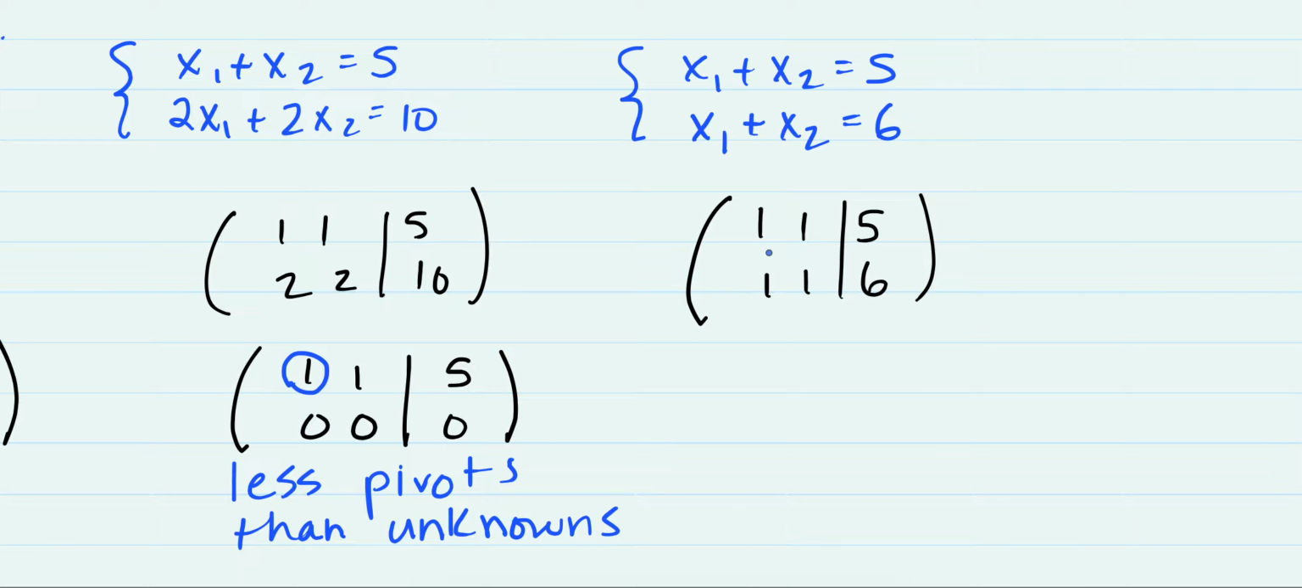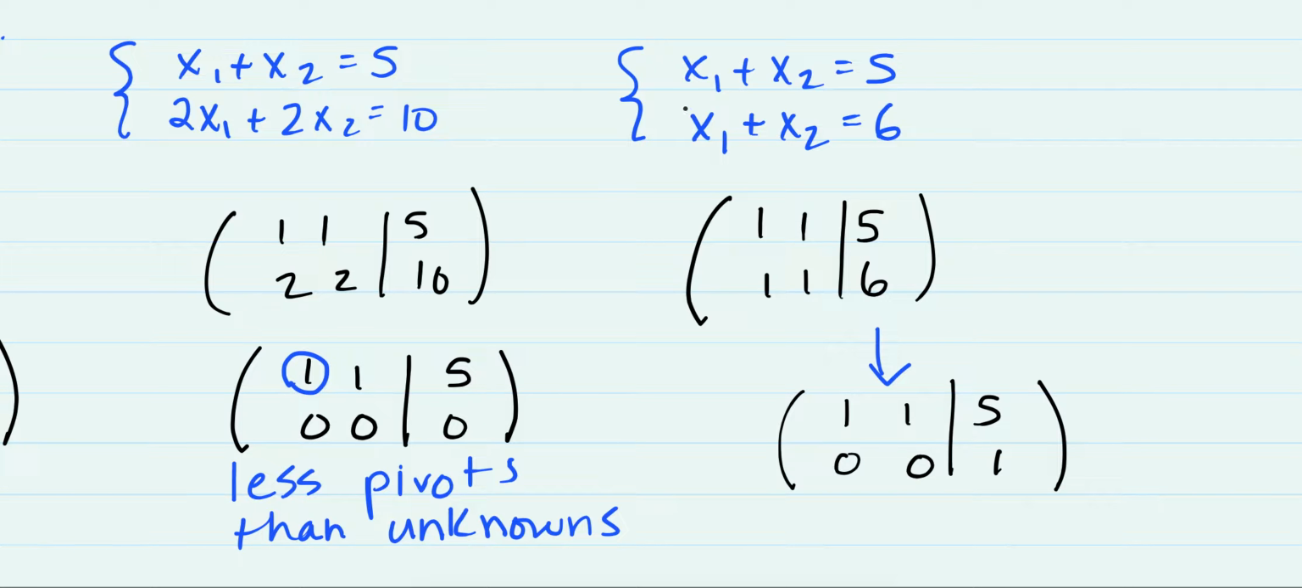Now for something that has no solution, so this would be an inconsistent system. Notice that I have 2 things added together give me 5, but at the same time when I add them I get 6. So why is this inconsistent? Well, let's put this in reduced row echelon form. All I have to do is subtract the first row from the bottom row. So I get 1, 1, 5, 0, 0, 1. When you have an inconsistent system, you're going to get something that's a false statement.